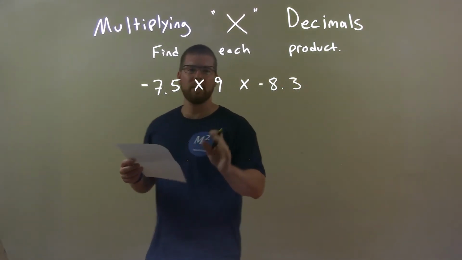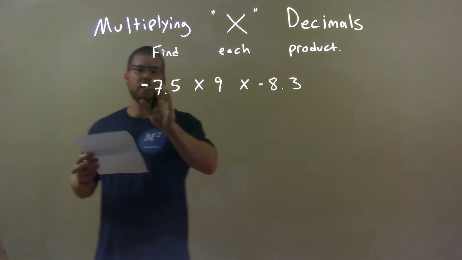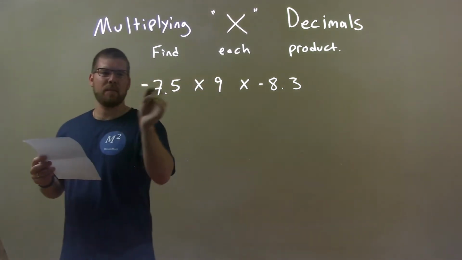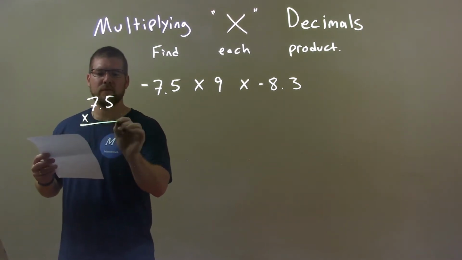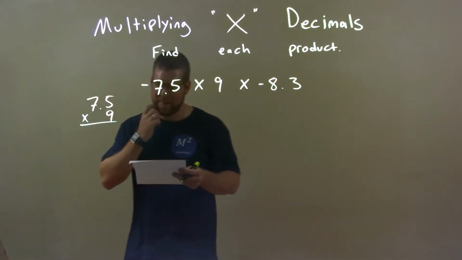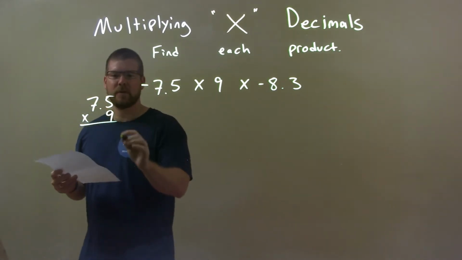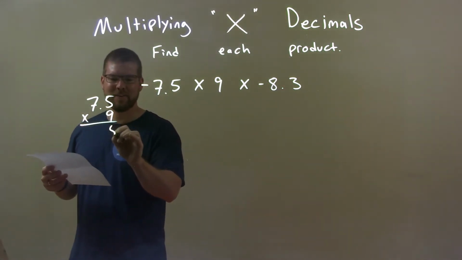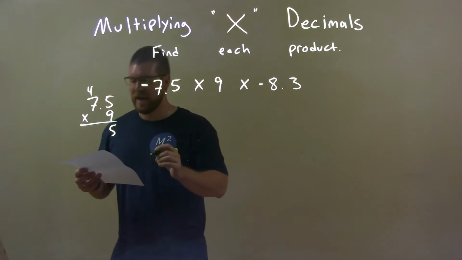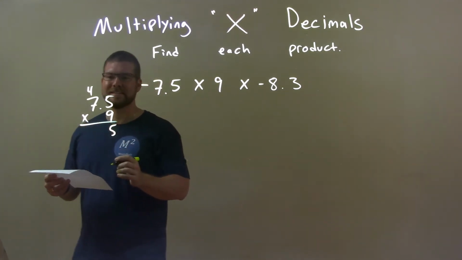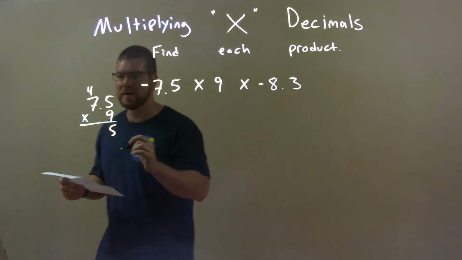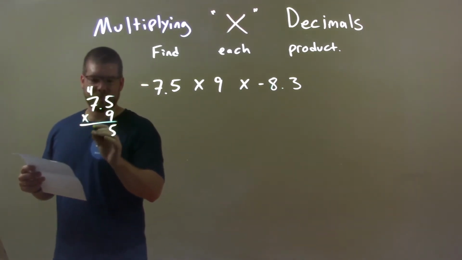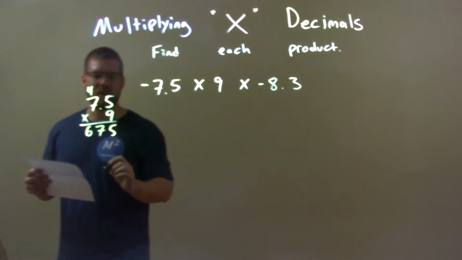Well, the first thing I'm going to deal with is just the first two numbers. We have 7.5 times 9, and I'm going to ignore the negative. So, 7.5 times 9. Okay, well 9 times 5 is 45, 5, carry the 4, okay, and 9 times 7 is a 63, so we have 63 there, plus 4 is 67, okay, so we have 67 right there.